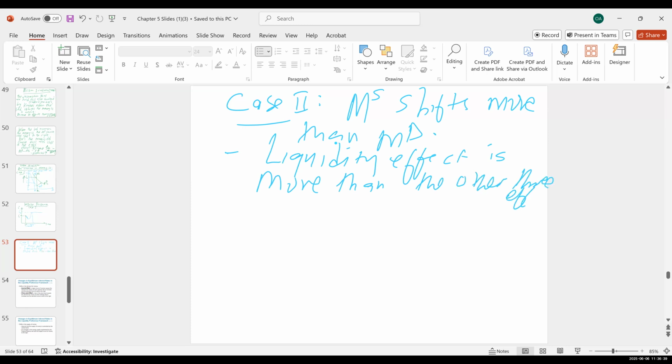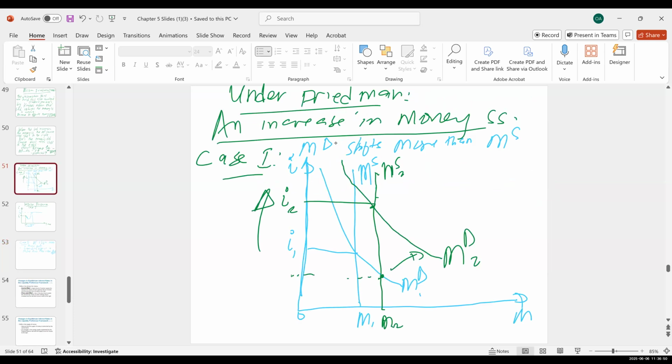Because the other three effects are the price level effect, expected inflation effect, and income effect, which shift the money demand curve to the right. The liquidity effect shifts the money supply curve to the right. So in the first case, I should have written here that when you say money demand shifts more than money supply, this means the other three effects are more than the liquidity effect, because the liquidity effect will shift the money supply curve.